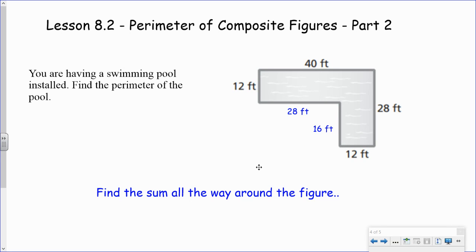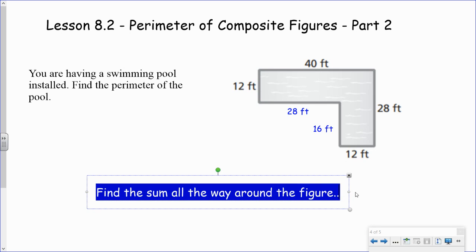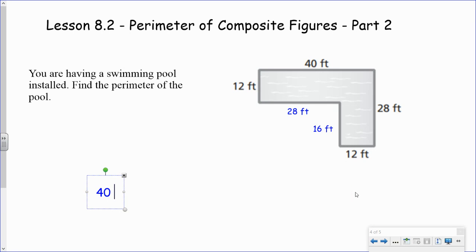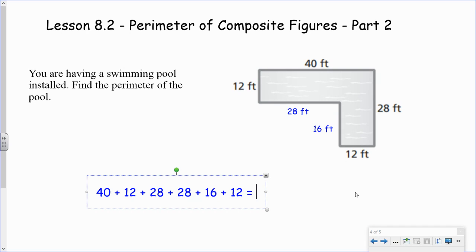Now all I have to do, since I have all the sides, is I simply have to add up all the sides. So I'm going to find the sum. I'm just going to make a big addition problem here. So I have 40 plus 12 plus 28 plus another 28 plus 16 plus 12 more. We're going to get a grand total for our sum. And I could use a calculator. You can do it by hand on your paper, either way. But when we add all of these numbers together, we get a grand total of 136 feet for our perimeter. So my answer is 136 feet.